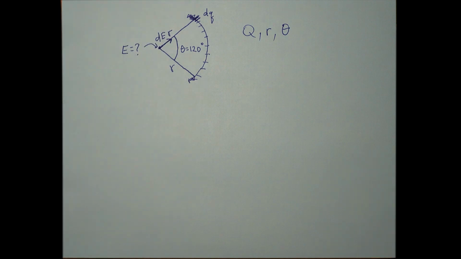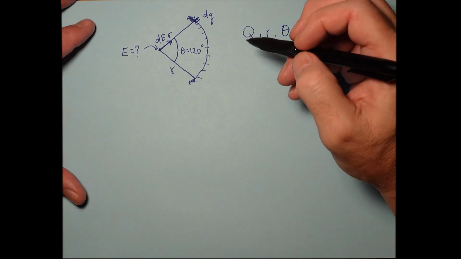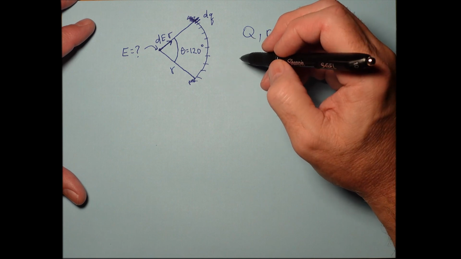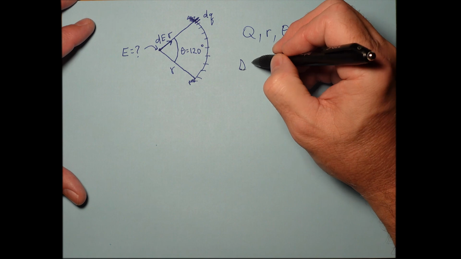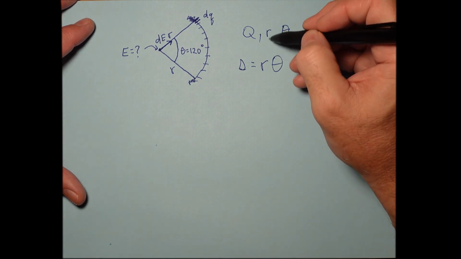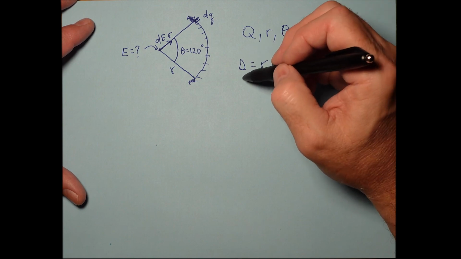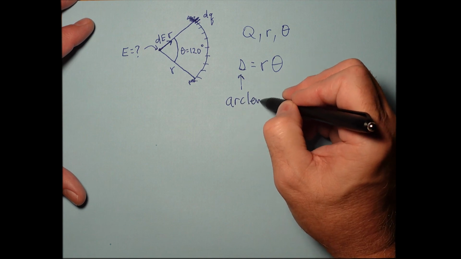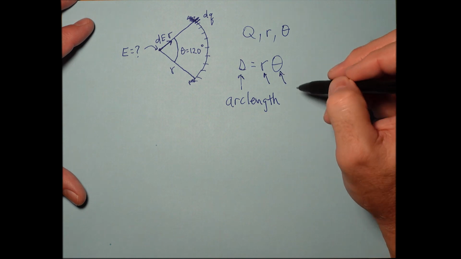All right, we need to do a little bit of algebra here in order to figure out what dE is going to look like. But I want to remind you of something. Remember this relationship, S equals R theta. Now, this R and this theta are not necessarily the same as the ones here. This is from algebra. This is an arc length, this is a radius, and this is the angle.